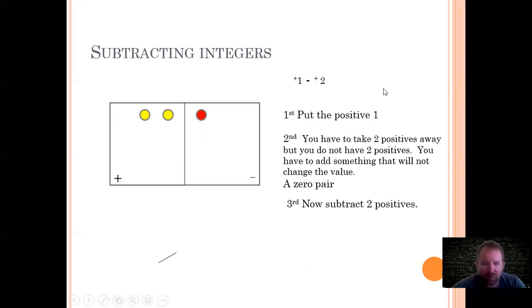So now we're going to subtract the 2 positives. So I'm taking away positive 2. And what am I going to be left with here? Now I'm only going to be left with that negative that I brought over. So my answer is going to be negative 1.